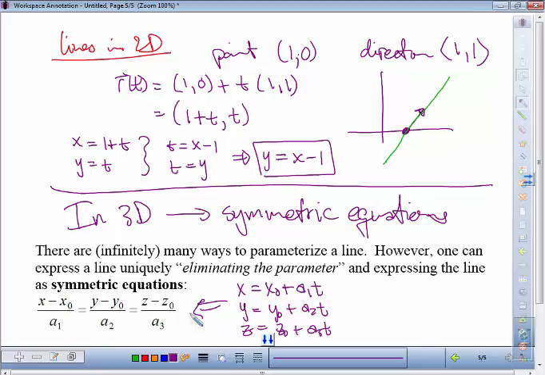So what I need from you to be able to do is to go from a set of parametric equations into symmetric equations, and then I also need you to be able to go backwards. If you have symmetric equations, see if you can find the parametric equations.